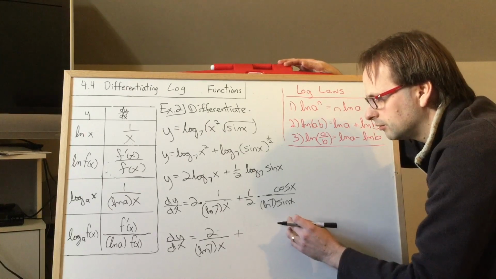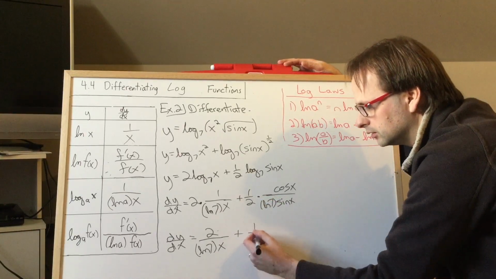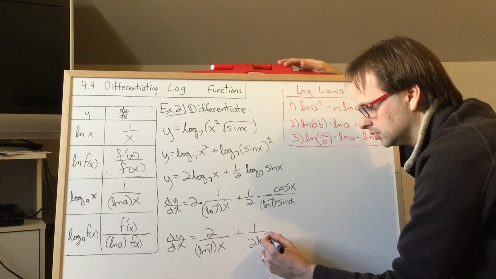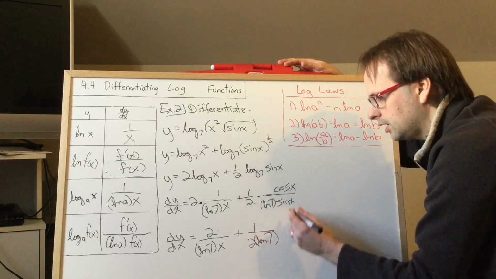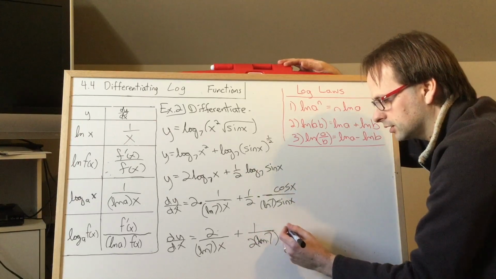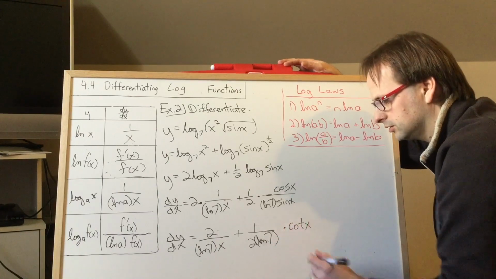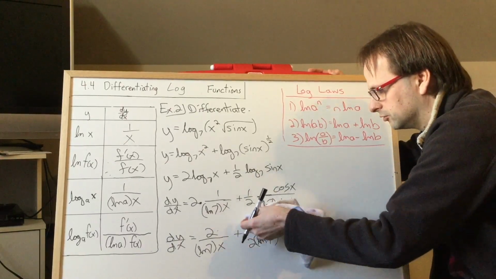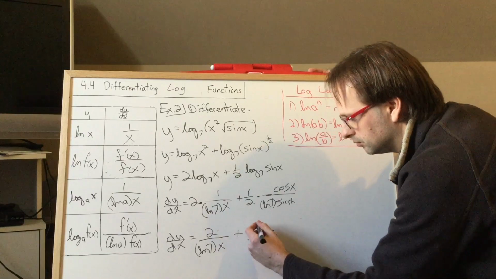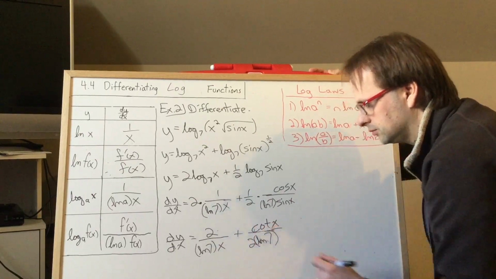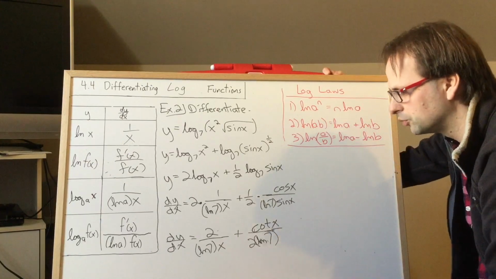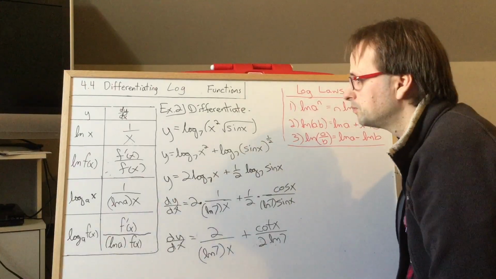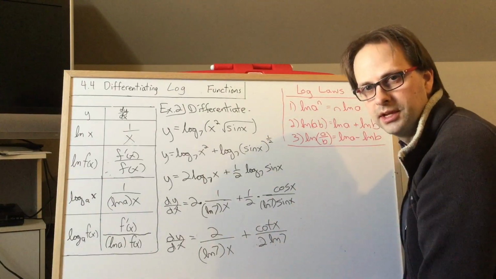What do we have here? We have a 1 over 2 ln x, or sorry, 1 over 2 ln 7. And I would call this whole thing cotangent x. So times cotangent x. Or if you want to, you could put that cotangent x on the top of this fraction. There's a correct expression. Let me just write it out a little cleaner. There we go. So use those log laws first. It'll make things easier.